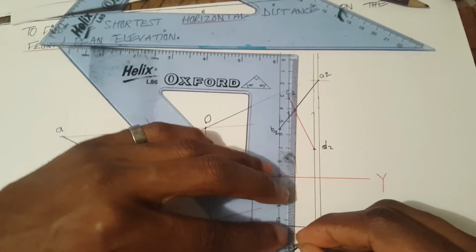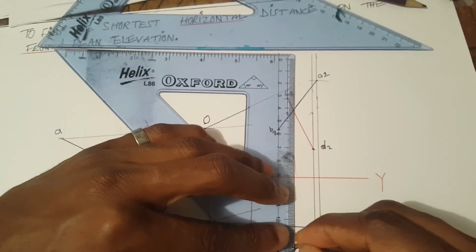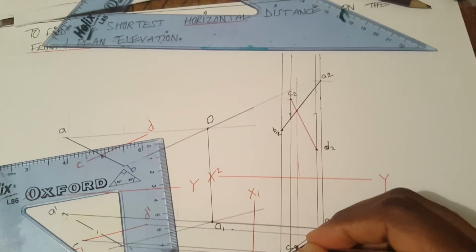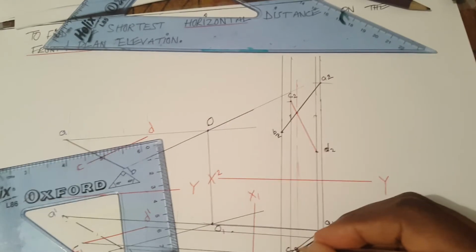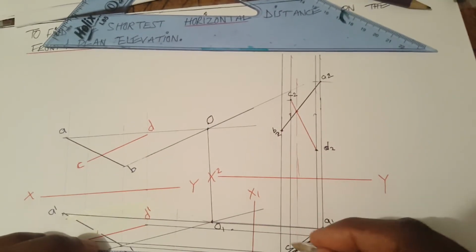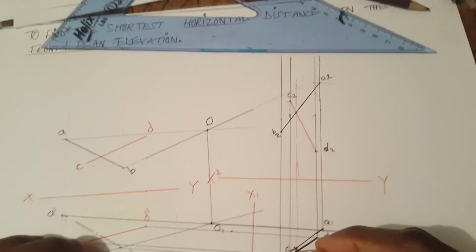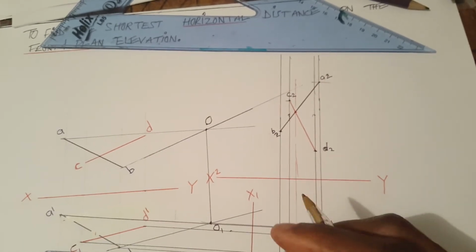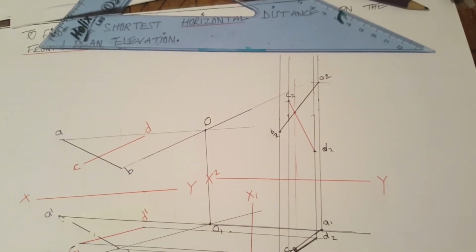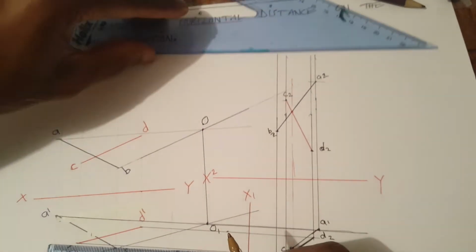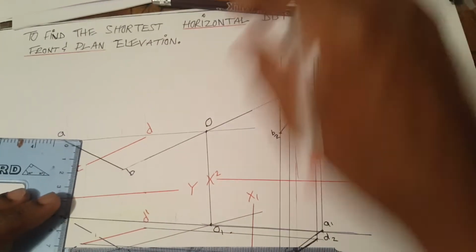And now from here to here is the shortest possible horizontal distance. This is the space right here. I then bring those 2 points across. This is very tiny, by the way, very, very tiny. Shortest horizontal distance on the elevation. Now to find the shortest horizontal distance on the plan, I bring those 2 points across.